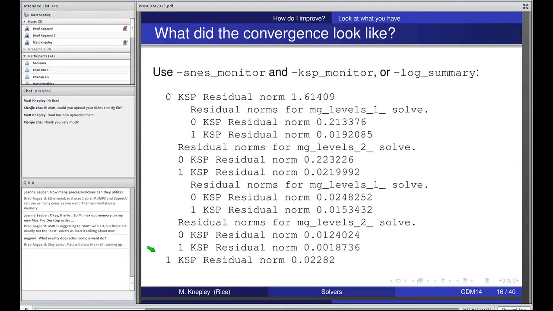What you should be able to see, though, is that each one of these iterations is converging fairly rapidly, and so that is good. What you want to look out for is a stagnation of convergence, where it just sits there and doesn't make progress as it iterates and iterates.